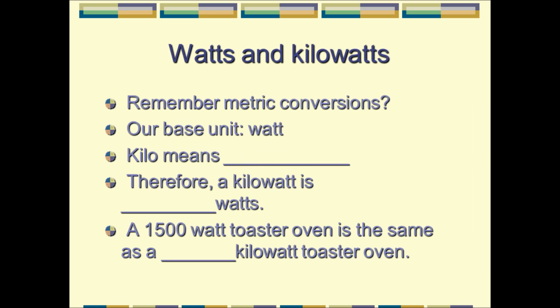So here's just a review of metric conversion. So our base unit here is watts. So King Henry died by drinking chocolate milk. Kilo means 1,000. Therefore, a kilowatt is 1,000 watts. So if we have a 1,500-watt toaster oven, then it's the same as 1.5 kilowatts for the toaster oven. So a 1.5 kilowatt toaster oven is the same as a 1,500-watt toaster oven. Again, it's just changing the unit.